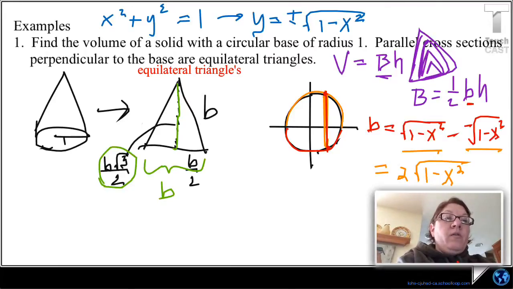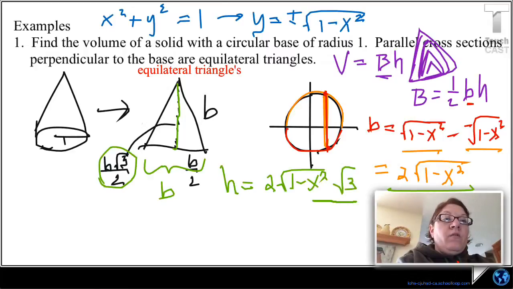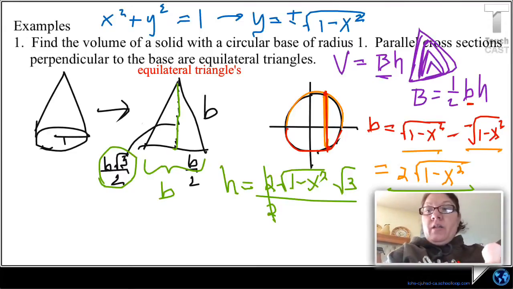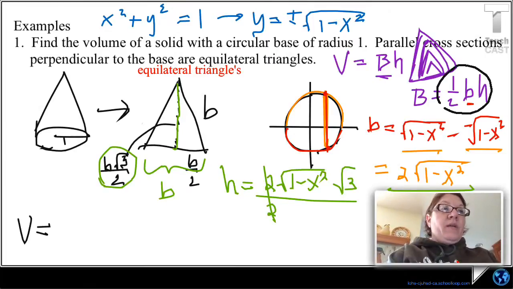Well, I already found the little base over here, so that now means that my height for all of my triangular cross sections is simply that same base times the square root of 3 over 2. And of course, those 2's are going to cancel out. So I'm ready to integrate using the area of my cross section, which is 1/2 the base times the height for all my triangles.